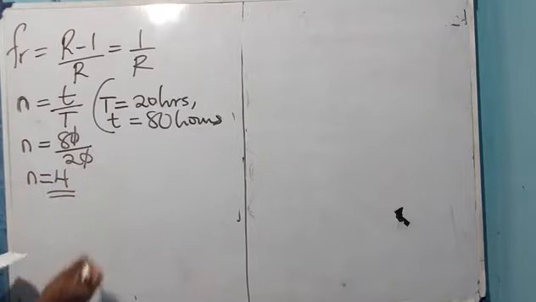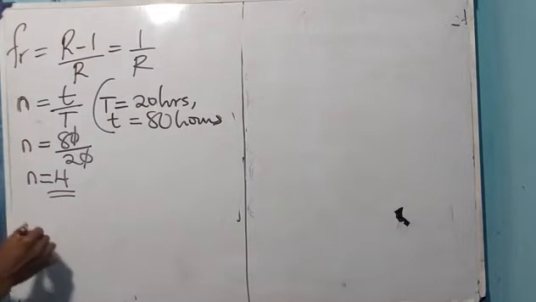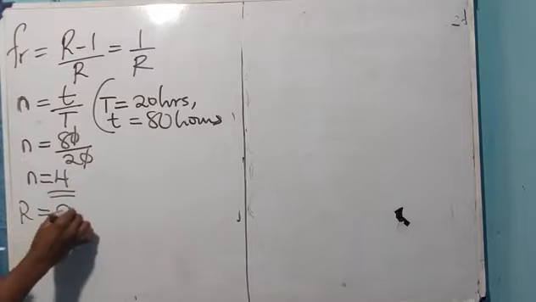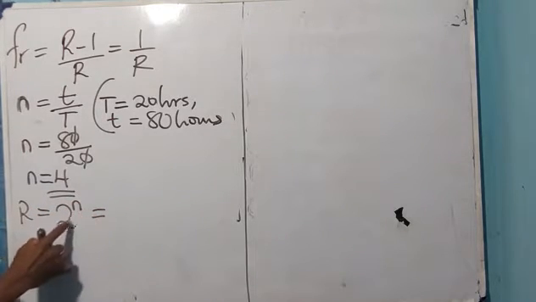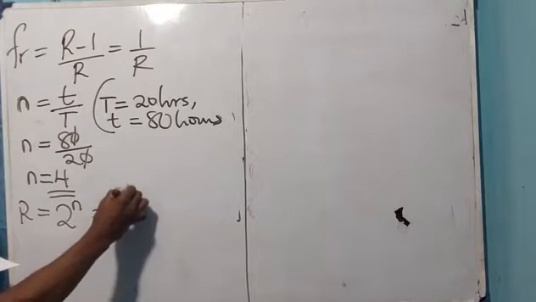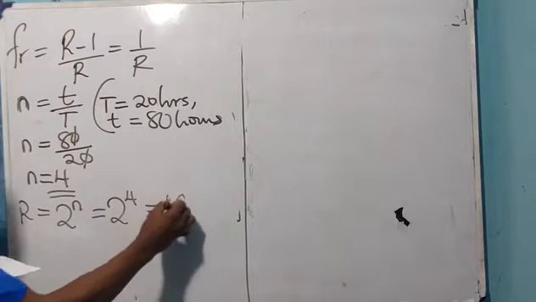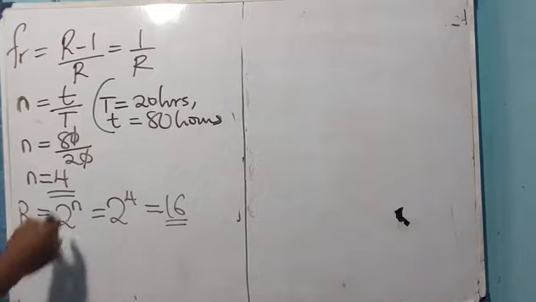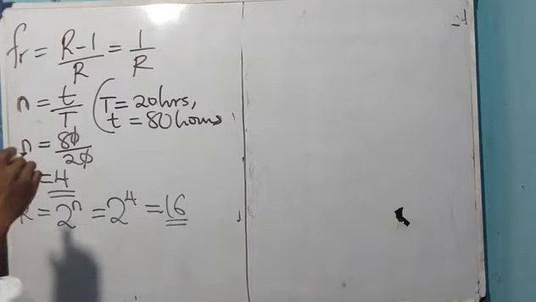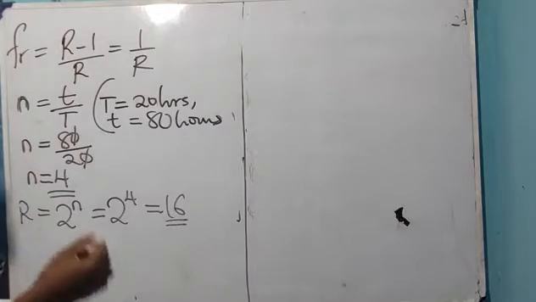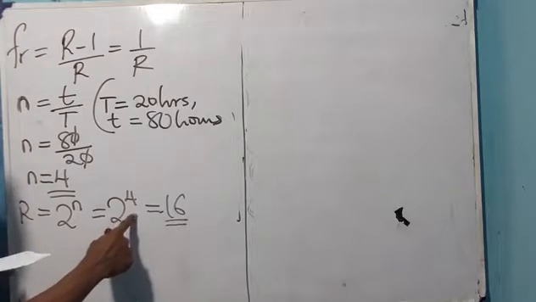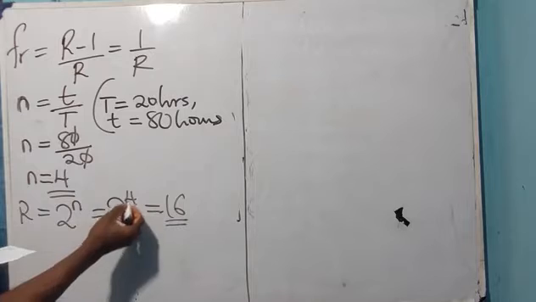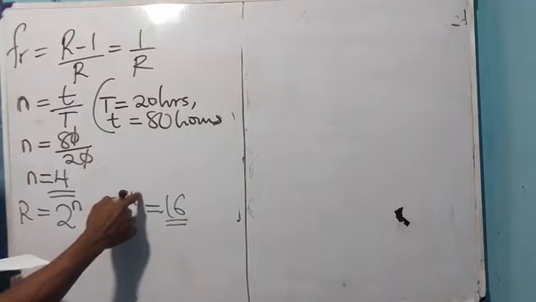Remember I gave you something. I said that R is always equals to 2 raised to n. So if n is 4, it means that it's 2 raised to 4, and this is 16. It is 16 because 2 times 2, 4, 4 times 2, 8, 8 times 2, 16, which means 2 into 4 places. It is not 2 times 4, it is 2 into 4 places.